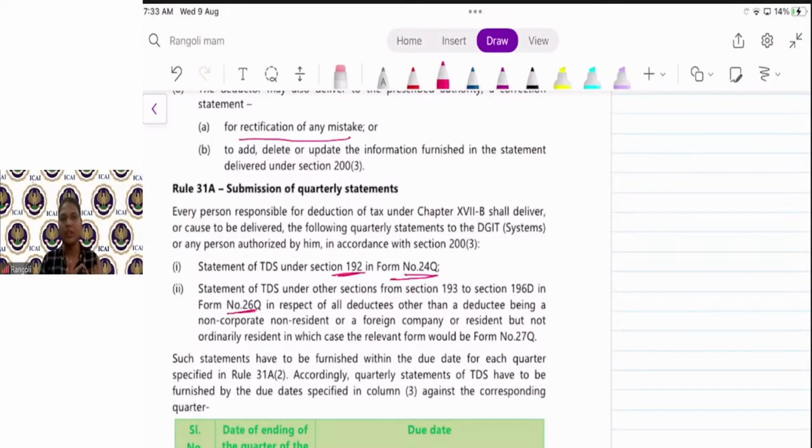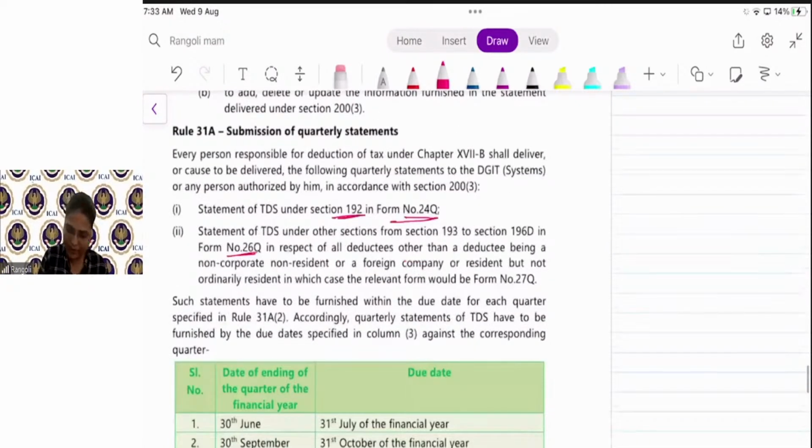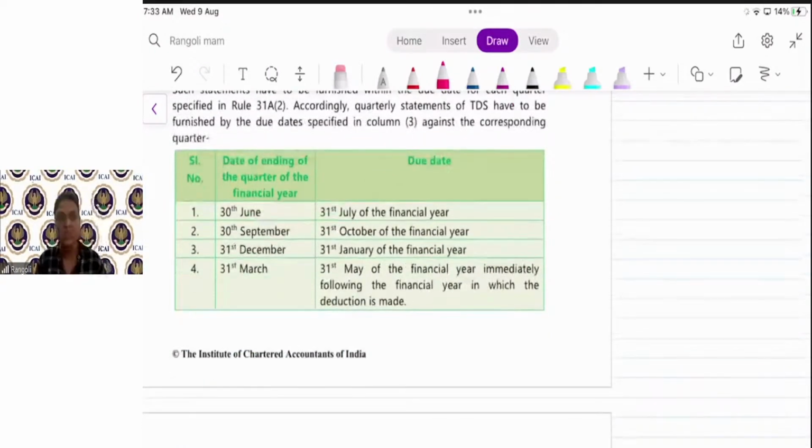The second quarter is July, August, September. The due date is 31st October. The third quarter is October, November, December. The due date is 31st January. The January, February, March quarter: the due date is 31st May. See, for the first three quarters, the due date is 1 month after the end of the quarter. But in case of March, the due date is 31st May. Clear, everyone?